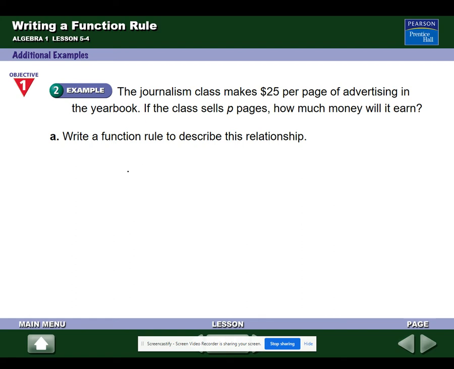So you might want to use p for profit, except we've already used p for pages. So let's just go with m for money. m is equal to 25p. You sell 1 page, you make $25. You sell 2 pages, you make $50 after you multiply there. That's how that's related.